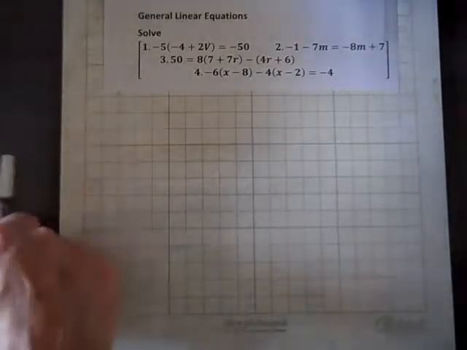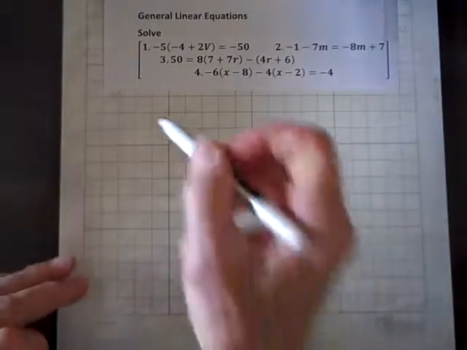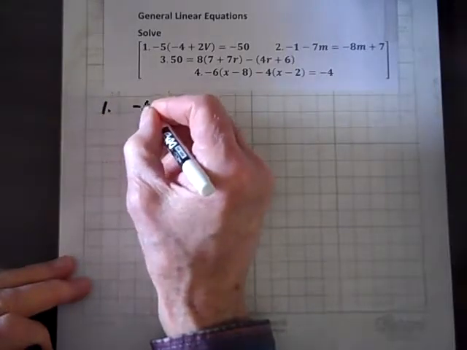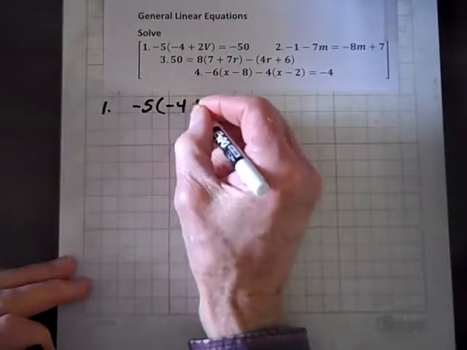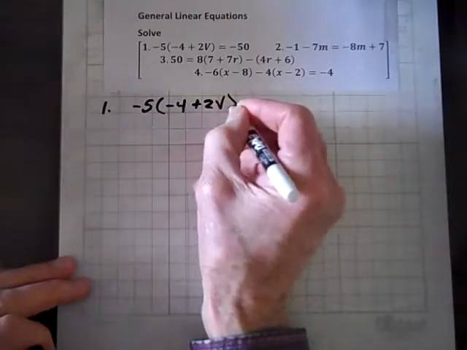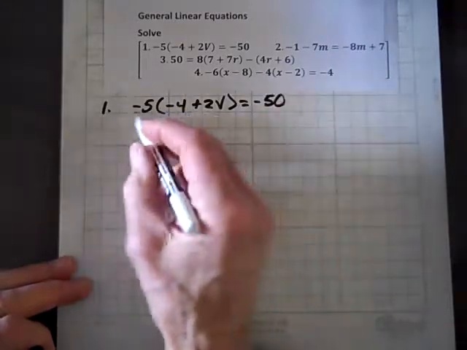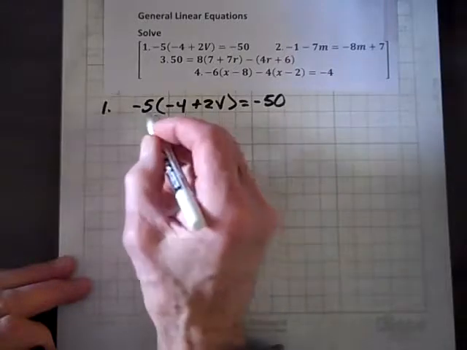Well, now we have 4 linear equations to solve. So let's start with the first one. And we have -5 times the quantity -4 plus 2v equals -50. So let's start off by isolating. We've got 2 factors here.